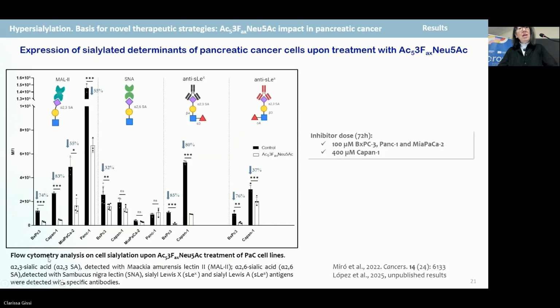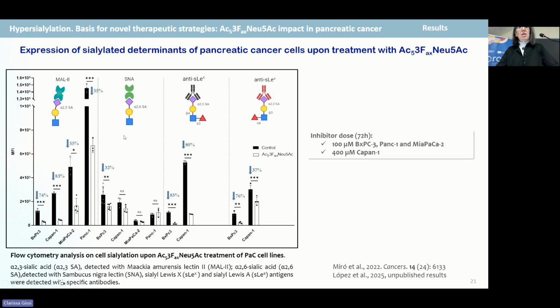Okay. Here I show you the results in pancreatic cancer. Okay, so we treated these 4 different pancreatic cancer cell lines. They have different levels of sialic acid or sialylated Lewis antigens, but in all cases, when we detected the expression of alpha-2,3 sialic acid after the treatment, that is this white chart here, okay, we observed a very clear and significant reduction.